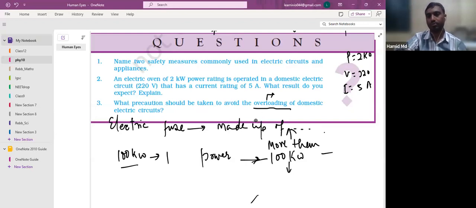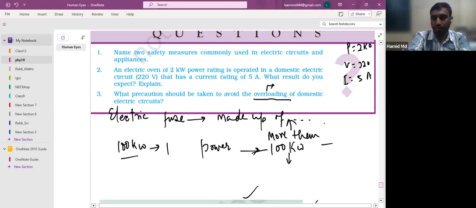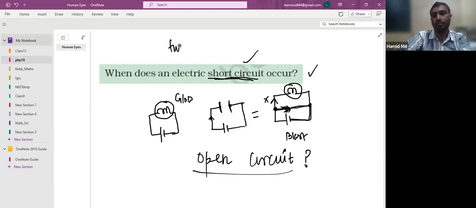So in those situations, the overloading, or overheating we also say, it happens. To avoid it, we use fuses. Fuse or earthing? Fuse. And what are fuses made up of? Resistance? No, no, I'm asking about materials. It has a thin copper wire inside, right? No, no, you can't use copper.